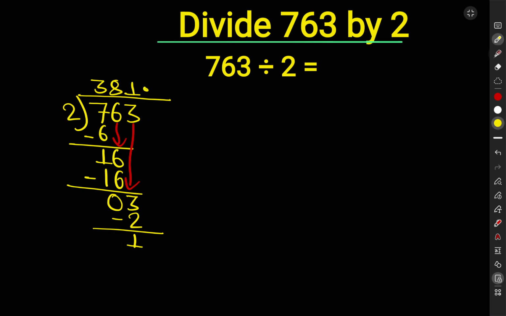So we take here decimal so that we put 0. So it is 10 and 2 times 5 is 10. On subtracting we get 0. So 763 divided by 2 is 381 decimal 5.